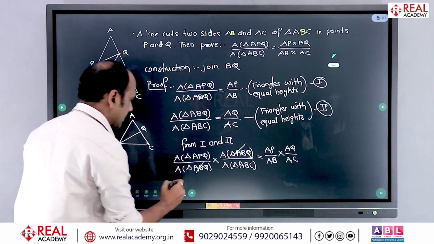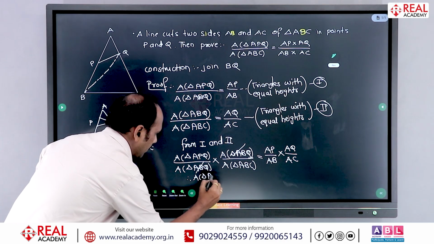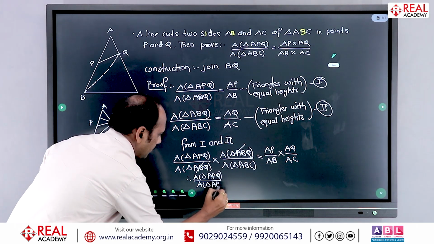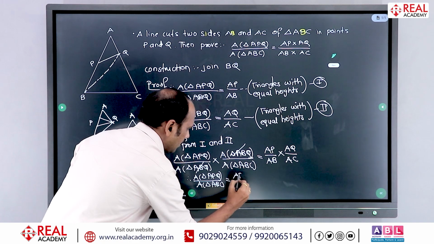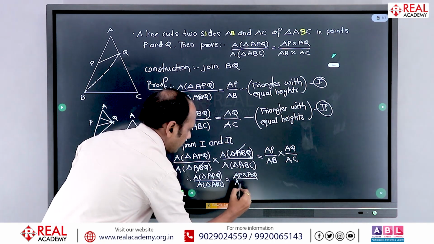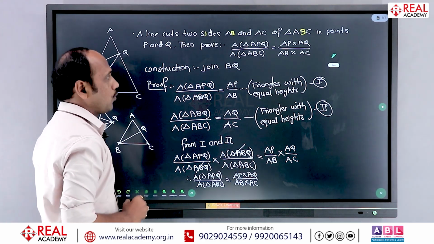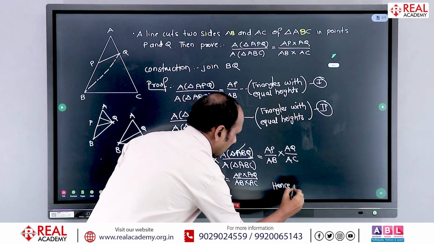ABQ gets cancelled. Our remaining answer is area of triangle APQ upon area of triangle ABC equal to AP into AQ upon AB into AC, which is what we were required to prove. So finally we write, hence proved.